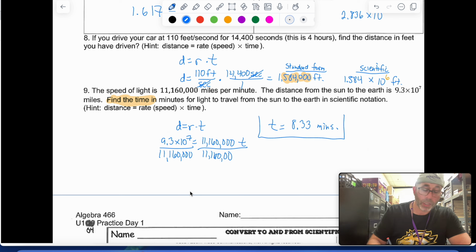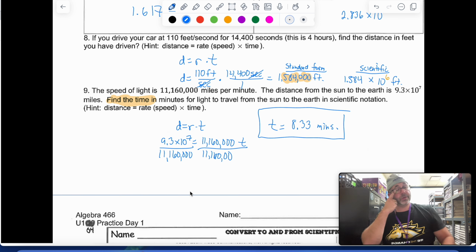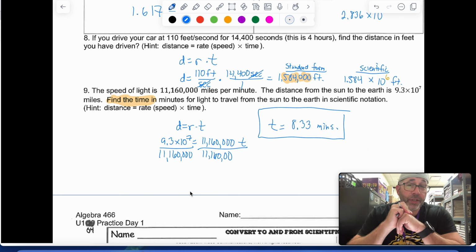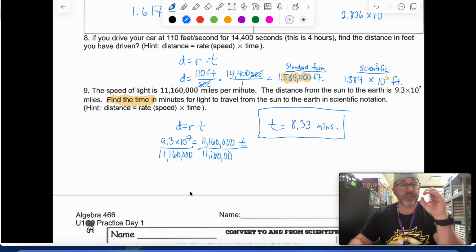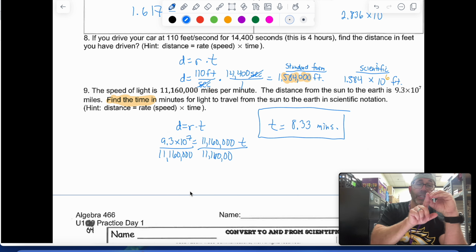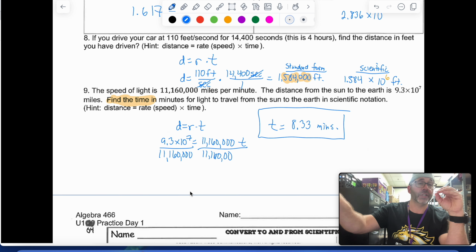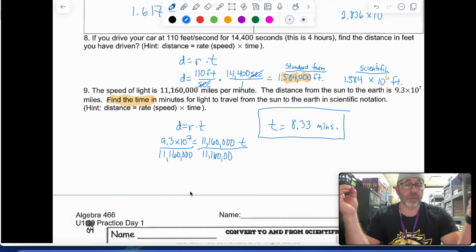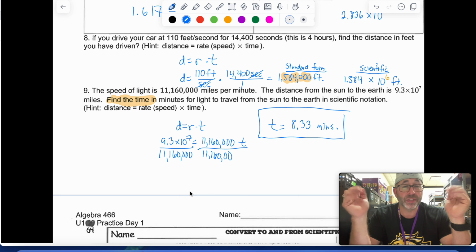Just throw that straight into your calculator, let it do the work for you, and you're going to get 8.33 minutes. Now, this is actual data that's being used for this problem. What that tells you is when you have the sun in space, the sun is going to emit a photon of light. It's going to go boom, leave the sun. It's going to travel to Earth. That light literally takes 8 minutes to go from the sun to the Earth. That's how far the Earth is from the sun. Traveling 11 million miles per minute. So it takes 8 minutes.